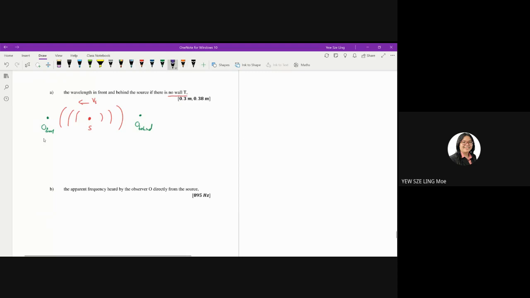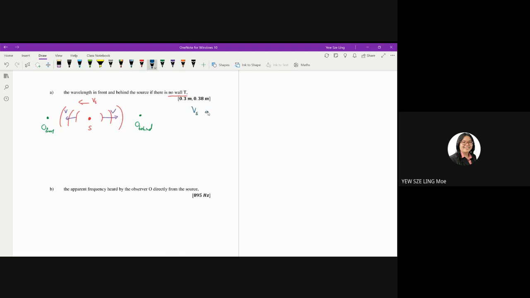For an observer in front of the source, the direction of V is going to the left. For an observer behind the source, the direction of V is going to the right. So you need to know the direction of V in order to calculate the observed frequency. So kamu kena tahu directions V dulu. Why? Because it will affect our sign convention.